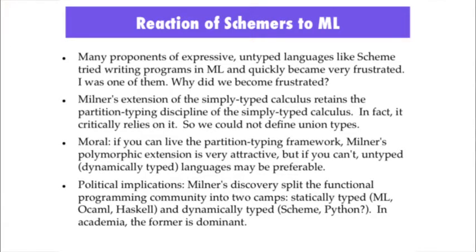to be able to have true union types, which means you have subtypes, right? You take the union of A and B as a type, then A is a subtype of it, and B is a subtype of it. And you have no true subtypes in the world of Milner, in fact, anything based on the simply typed lambda calculus. So the moral here is, if you can live with a partition typing framework, then Milner's polymorphic extension is very attractive.